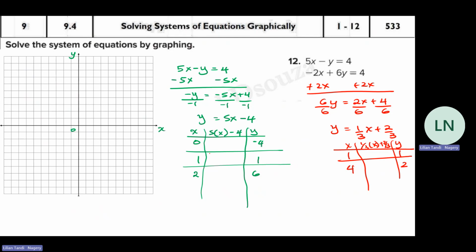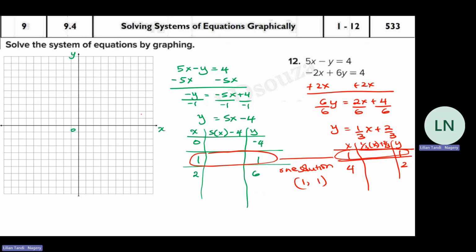Okay. What do I notice? This point and this point is the same. So I have one solution. One solution. And my solution will be at (1, 1). Okay. Now I plot my graph.